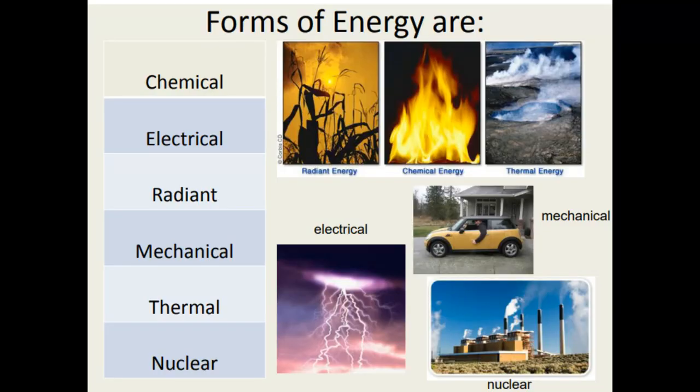Right, now remember there are many different forms of energy. The main ones we're going to focus on are chemical energy, electrical, radiant, that's light energy, mechanical energy, thermal, and nuclear energy.